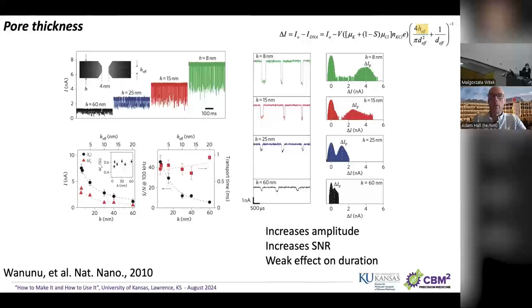Yes. Can I, yeah, go ahead. Sorry, can I add to that question? Sure. If the membrane is thinner, the volume of the pore should be smaller. So why do we observe higher current?